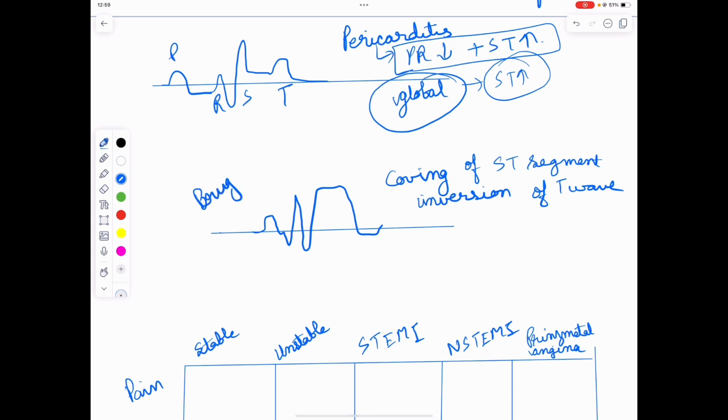Now we move towards Brugada syndrome. In Brugada syndrome, remember that there would be coving of the ST segment, inversion of the T wave, and the isoelectric J point moves upward.